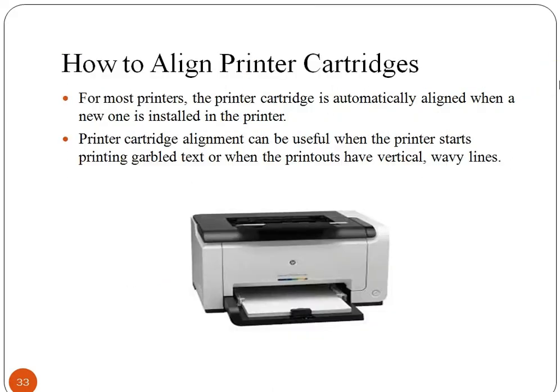Now, how to align printer cartridges? The printer cartridge is automatically aligned when a new one is installed in the printer. Printer cartridge alignment can be useful when the printer starts printing distorted text. Thus, follow some enlisted steps.